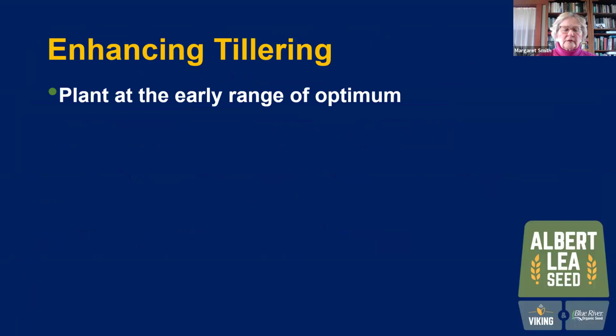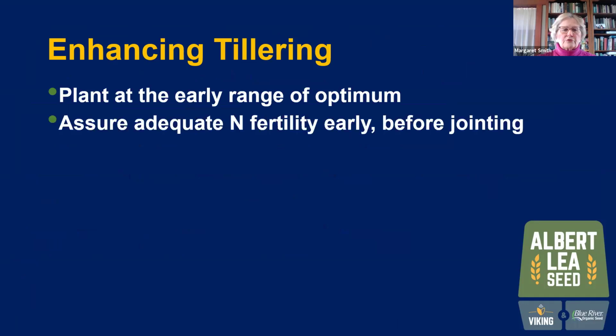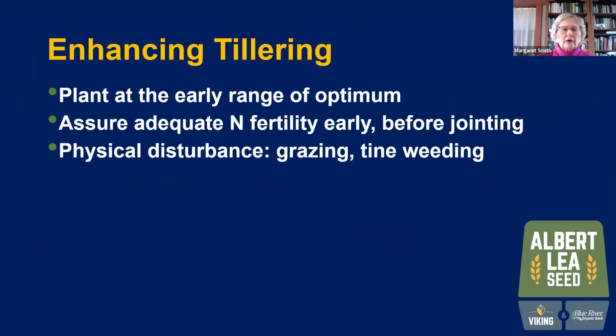So to enhance tillering, plant at the early range of optimum. You've got more growing period left for tillers to form, and you know that you're not going to get into the reproductive stage with the winter grains. Assure adequate nitrogen fertility early before jointing. And so in most of these crops, that's probably in the 40 to 50 pound range. Wheat is a higher nitrogen user than oats, but winter wheat, winter barley, winter rye are all fairly high in nitrogen fertility users.